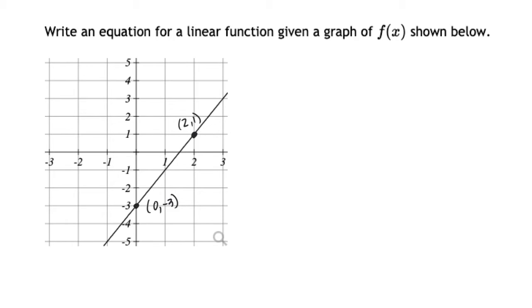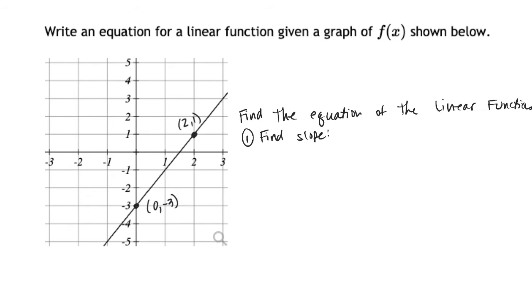All right, so now we need to find the equation of the line. And the first thing we do is find the slope. Let's see, this is x1, this is y1, this is x2, y2. So we just find y2, which in this case is 1, minus y1, which is -3, all over x2, which is 2, minus x1, which is 0.